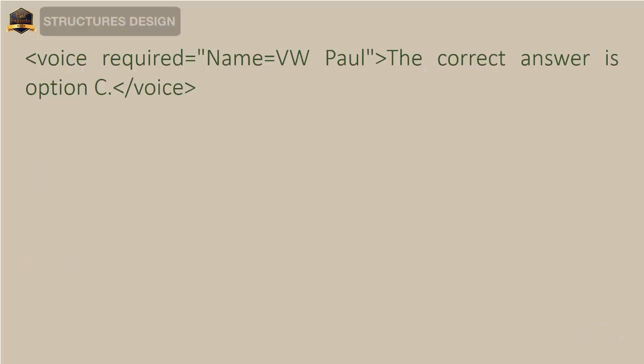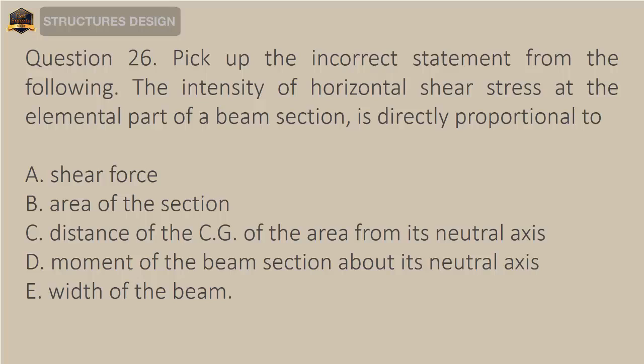Question 26. Pick up the incorrect statement from the following. The intensity of horizontal shear stress at the elemental part of a beam section is directly proportional to A. Shear force, B. Area of the section, C. Distance of the CG of the area from its neutral axis, D. Moment of the beam section about its neutral axis, E. Width of the beam. The correct answer is option D.